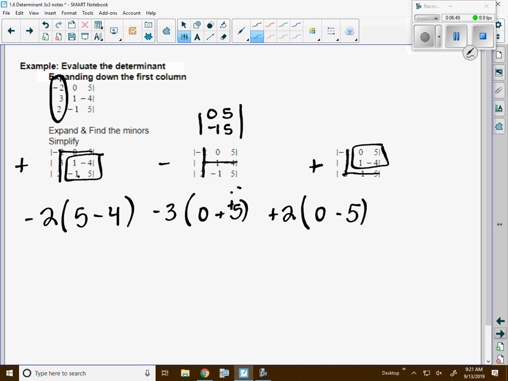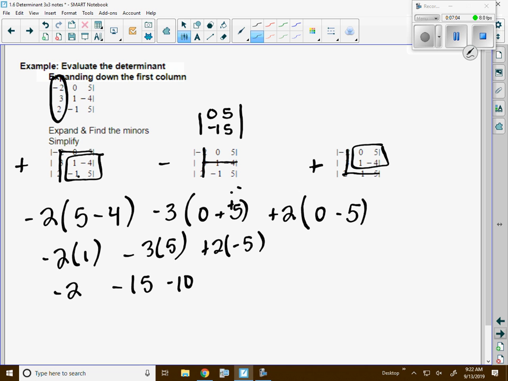Okay, so we're going to go ahead and simplify everything. 2 times 1 minus 3 times 5 plus 2 times -5. You could put this in your calculator if you wanted to. Are these all going together? Yep. It's basically just one big problem once you get it together.